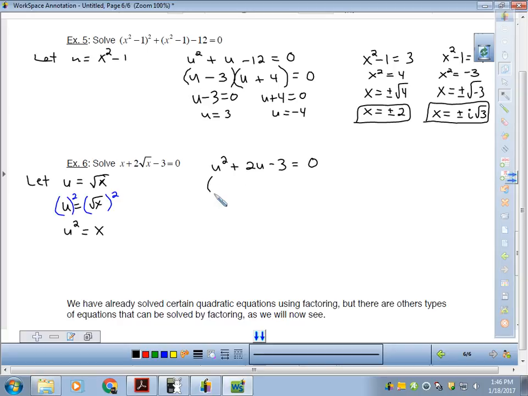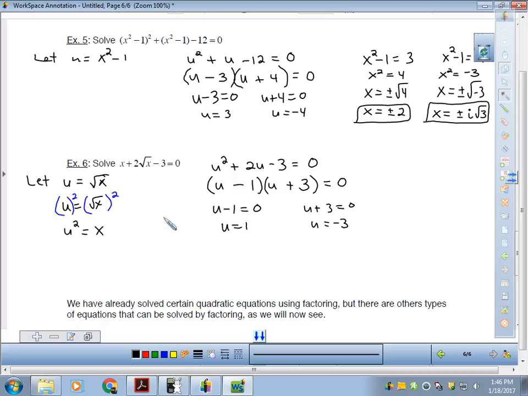Okay. So then we want to factor. In order to make u squared, we would have to have u times u. In order to make 3 at the end, we're going to have 1 times 3. For it to be a plus 2 in the middle, the 3 is going to have to be a positive, and the 1 is going to have to be a negative in order to make it be a positive 2. So then we have u minus 1 equals 0, u plus 3 equals 0. Move the 1 over, u equals 1. Move this 3 over, u equals -3.